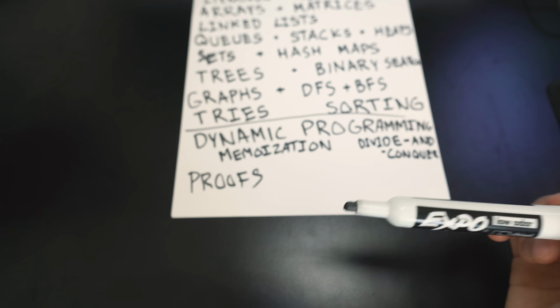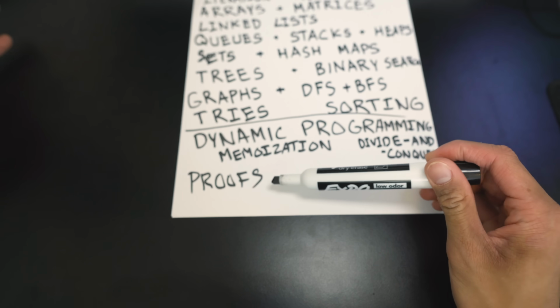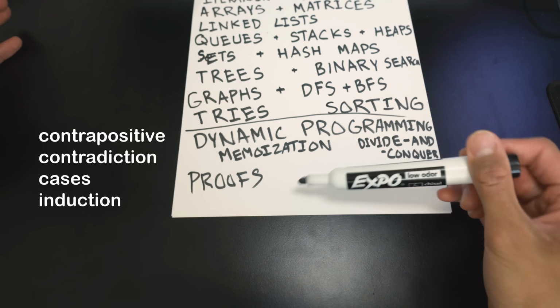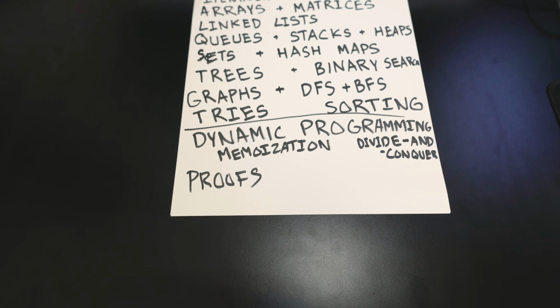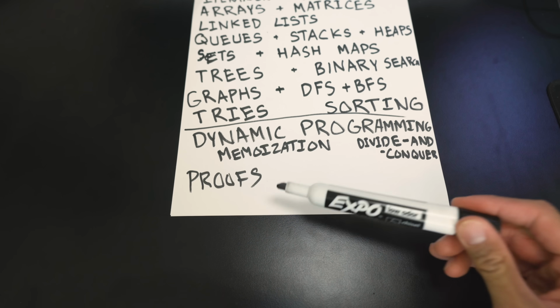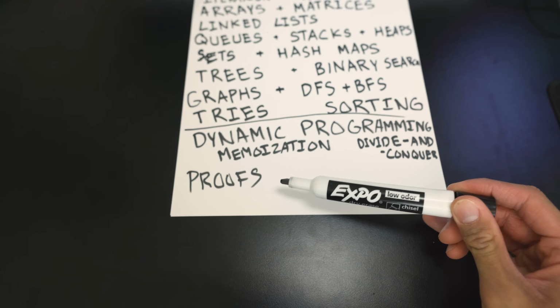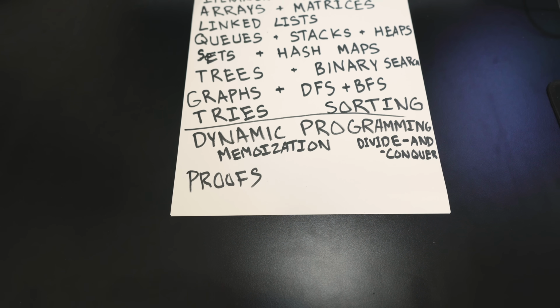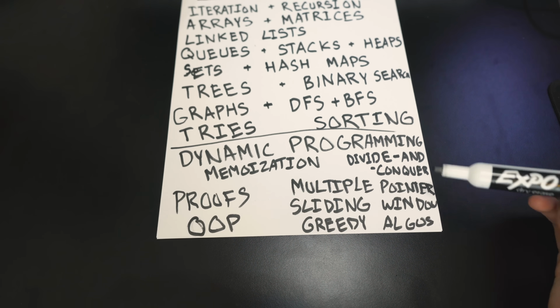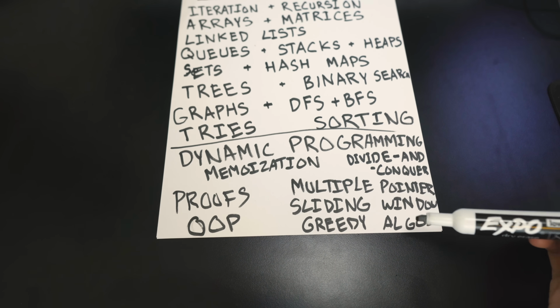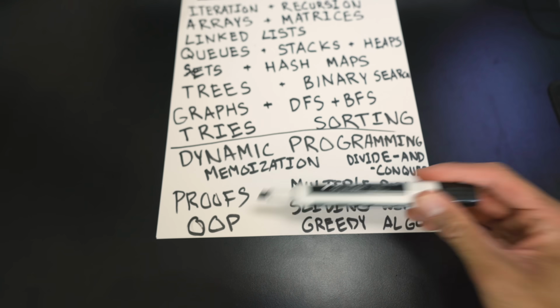Speaking of induction, it was surprisingly helpful to practice proofs, specifically contrapositive, contradiction, proof by cases, and induction. The whole premise of an interview is to convince someone that you know what you're doing and that your ideas work, and proofs are the formal computer science way to do that. So if every single thing you say sounds like a proof, you basically win. And then finally, I'm glad I practiced problems with multiple pointers, sliding windows, greedy algorithms, and object-oriented programming.